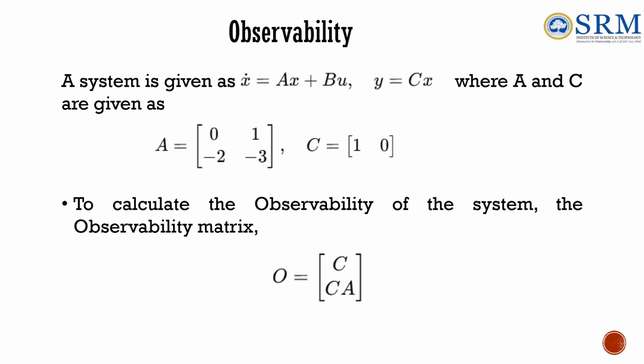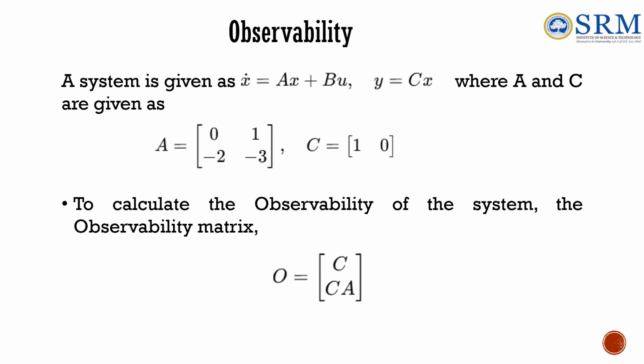Next, we are going to see a problem on observability. A system is given as x dot equals Ax plus Bu and y equals Cx, where A is the matrix 0, 1, minus 2, minus 3 and C is equal to 1, 1, 0.